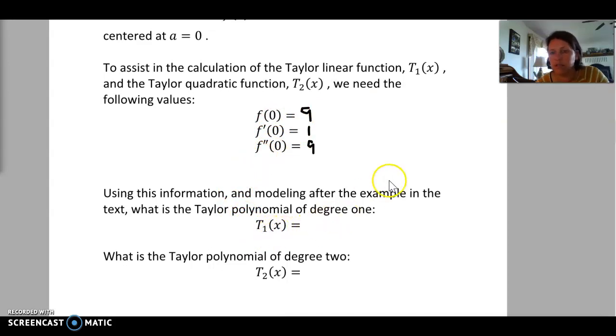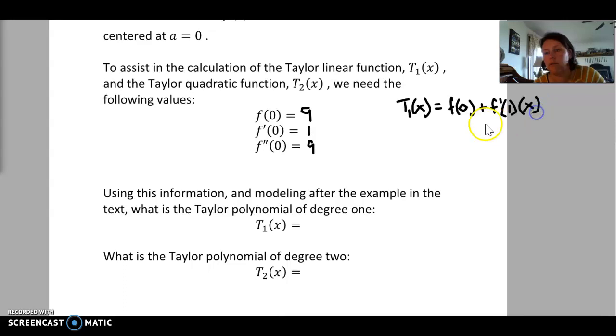So in a first degree Taylor polynomial, we would need both the 0 degree polynomial, so we would need f of 0 plus f prime of 0 times x. So that would be our first degree polynomial.